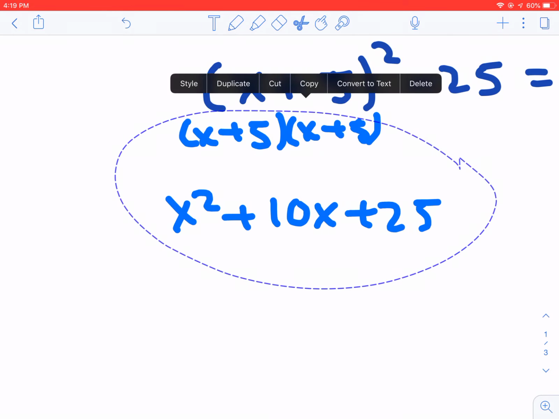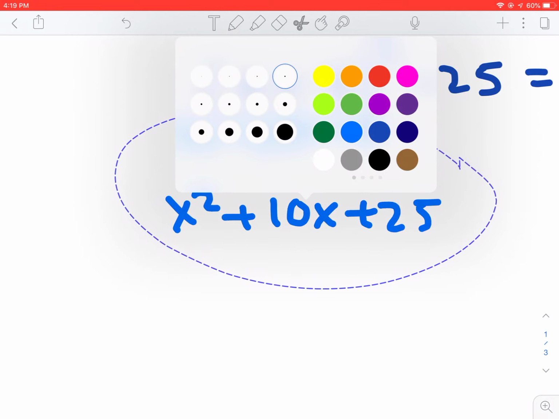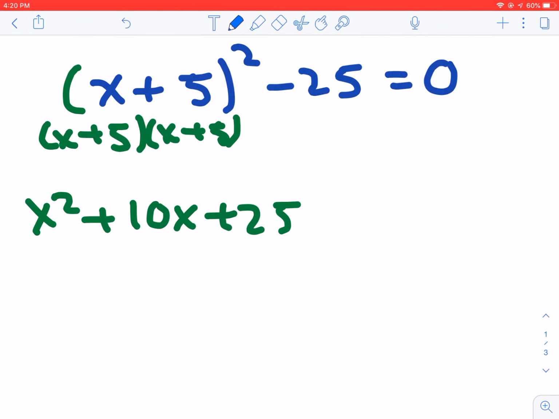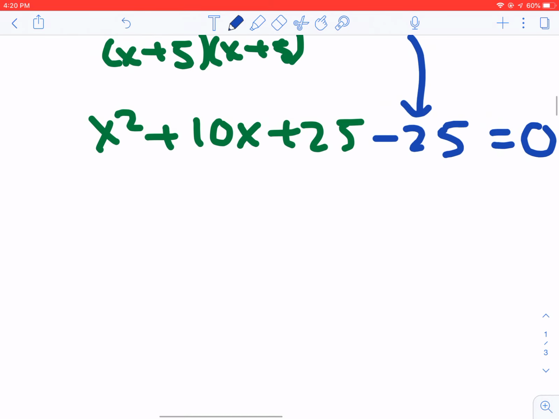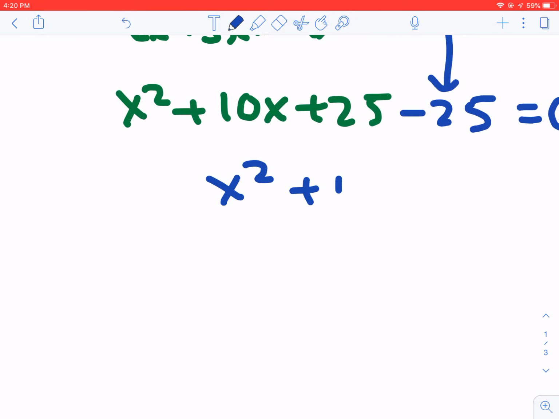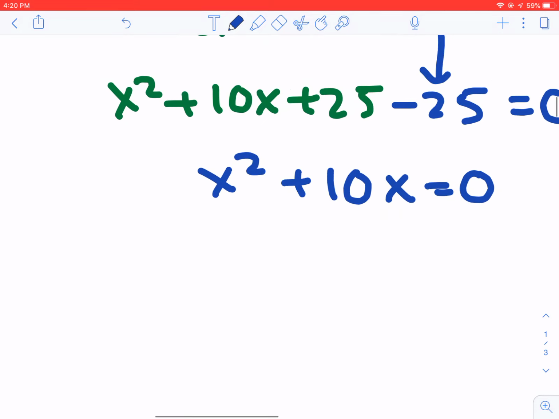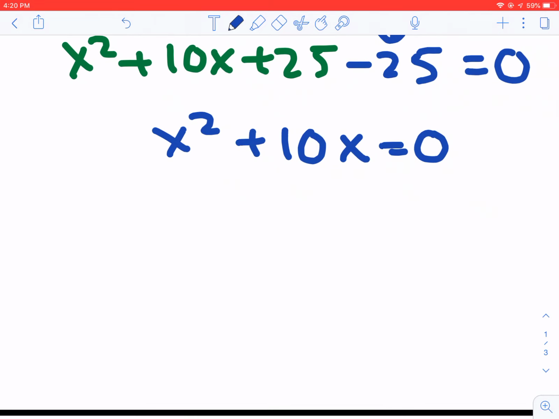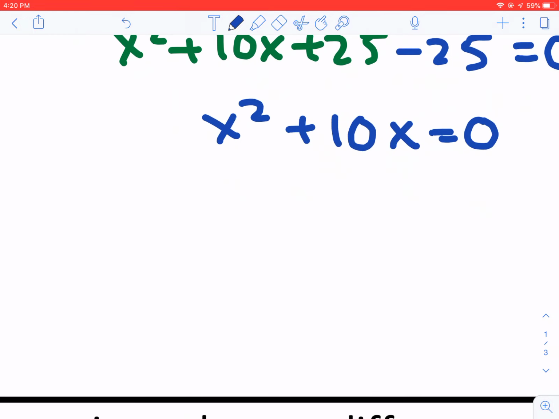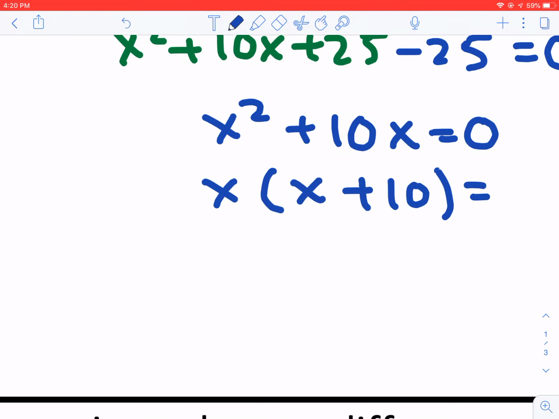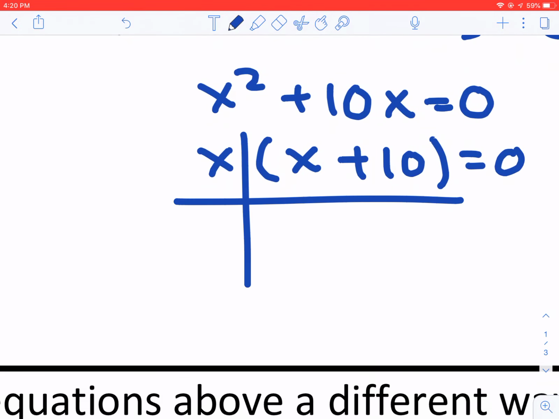Make this a different color. Let's go with green. And we still have this minus 25 over there. That's equal to 0. So combining like terms here, we can combine the 25 and minus 25. We get x squared plus 10x equals 0. Now it's in standard form. Now we can factor. So the GCF here looks to be an x. They both have an x in common. So it's x times x plus 10 equals 0. Teeing this off, we'll get solutions of x equals 0 and x equals -10.